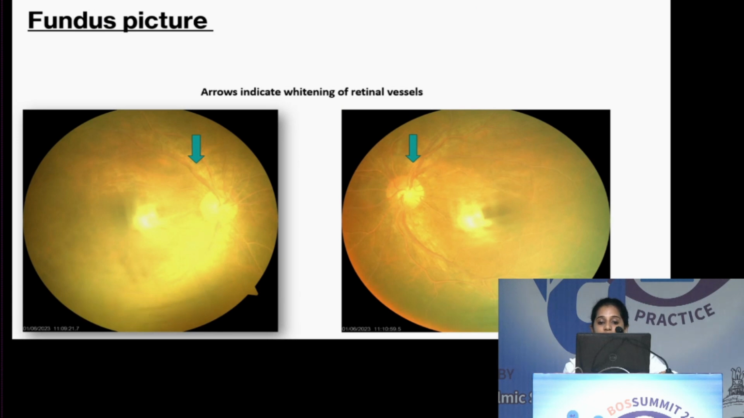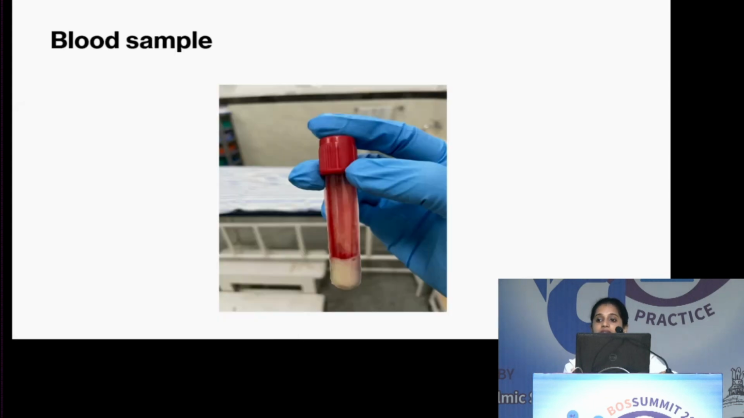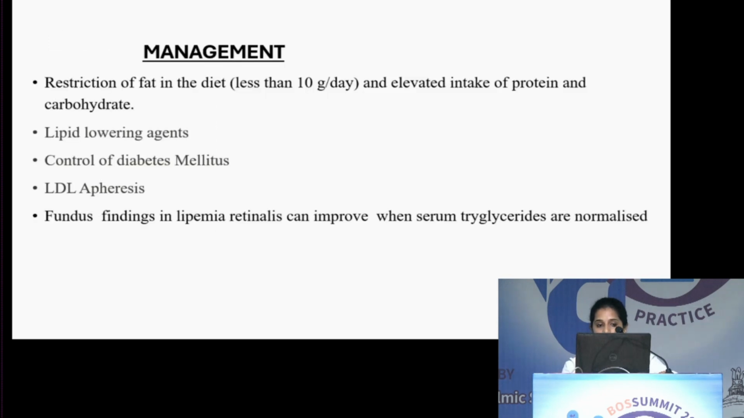And this is a fundus picture which showed clearly a creamy discoloration of the retinal vessels. So it is graded into mild, moderate and severe. And this is a blood sample which is collected and it showed a lipemic serum sample. Management: restriction of fat in the diet to less than 10 gram per day, an elevated intake of protein and carbohydrate, lipid lowering agents, control of diabetes mellitus, LDL apheresis. Fundus findings in lipemia retinalis can improve when serum triglycerides are normalized.